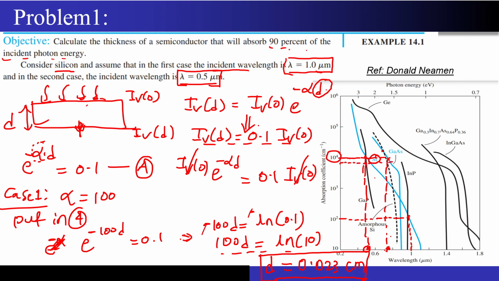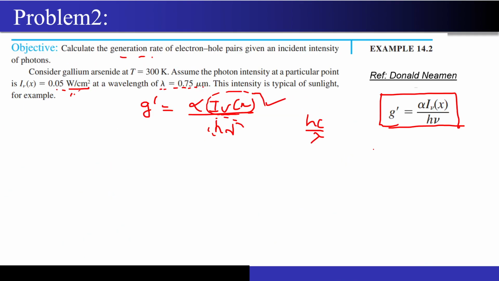So now the alpha that you will get for this gallium arsenide, let me just write it, if you calculate it exactly, will come out to be around 0.9 times 10 to the power 4 per centimeter, right? So I hope this is very much clear to you.